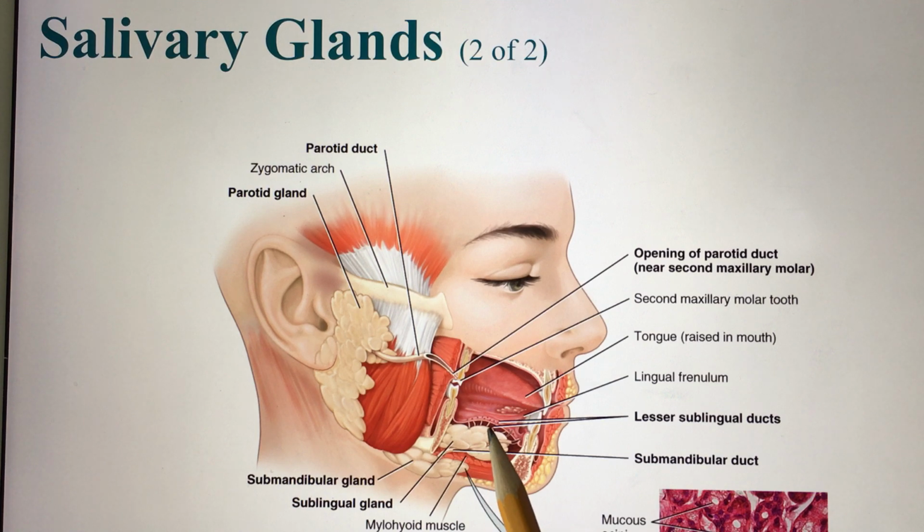The under-the-tongue glands are the submandibular glands and sublingual glands. They have lots of smaller ducts that open under the tongue. This is the sublingual gland, and this is the submandibular gland. You can see the muscle separating them. The muscle here is the one under the chin, and you can feel that muscle by pressing under your chin. It's soft.